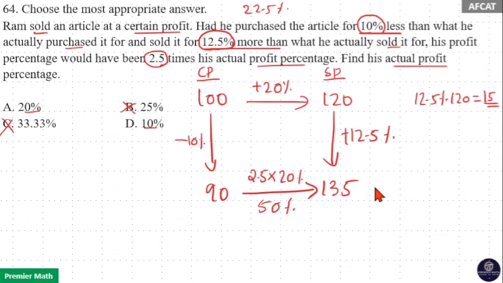So let's check whether the profit is 50% if he purchases it for 90 and sells it for 135. Now the difference between 90 and 135 is 45 rupees. This 45 rupees is 50% of the cost price 90. That means here the profit is 50%. So option A is the right answer.